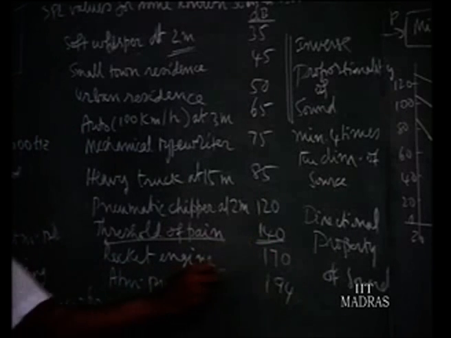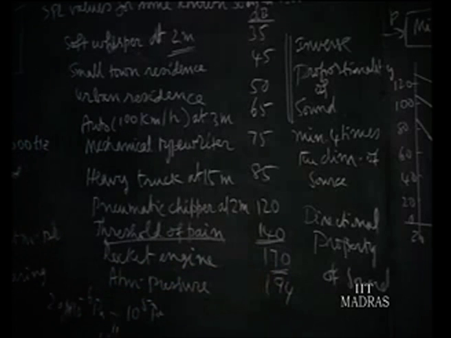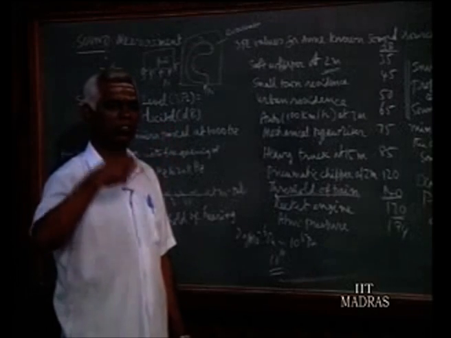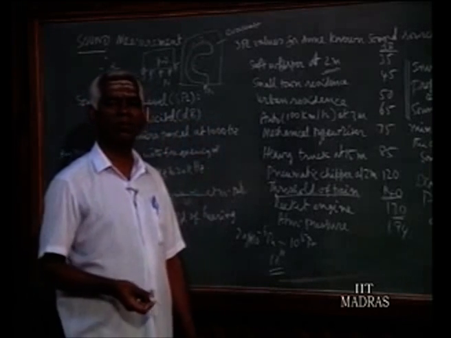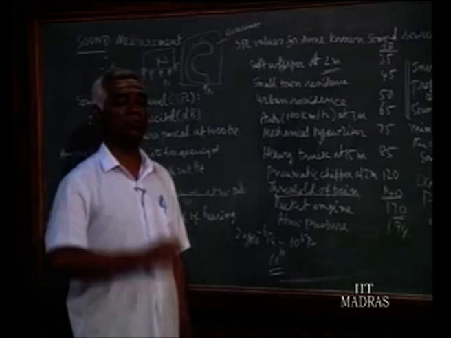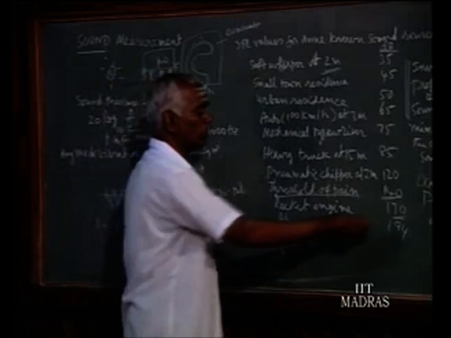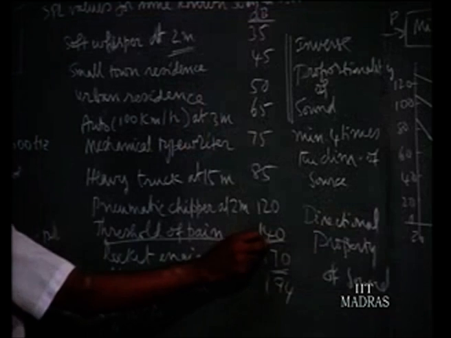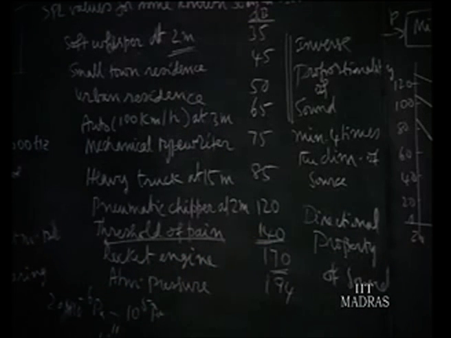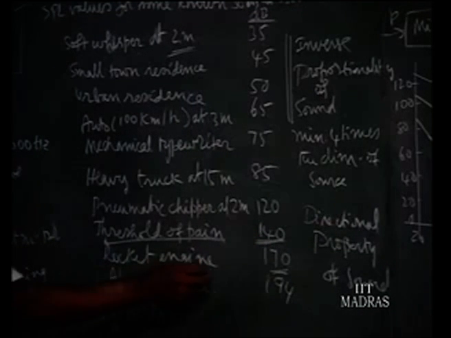And we find a rocket engine, when it takes off, makes 170 decibel. That is the reason the scientists are housed in a closed housing with glass windows, so that they can observe the takeoff of the rocket and their ears are protected. Otherwise, it is more than 170 decibel, more than the threshold of pain. Your ear will go away in no time. So that is very important.